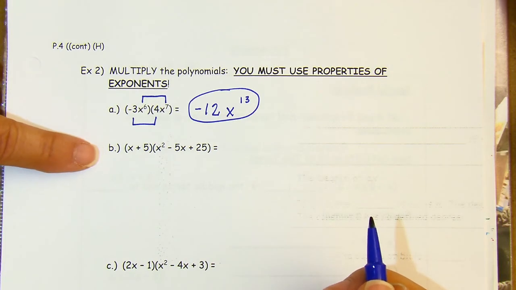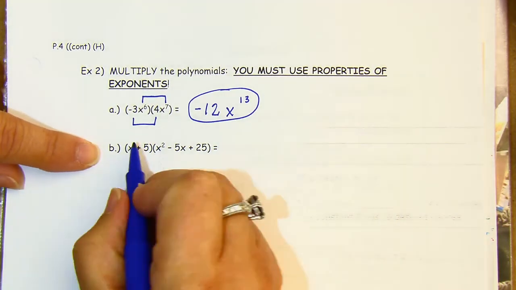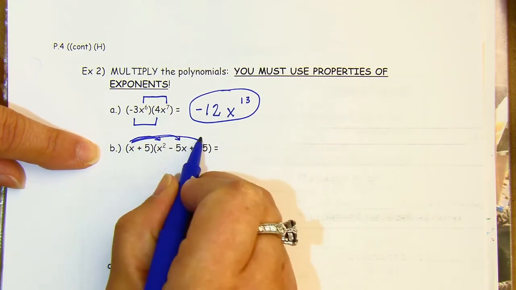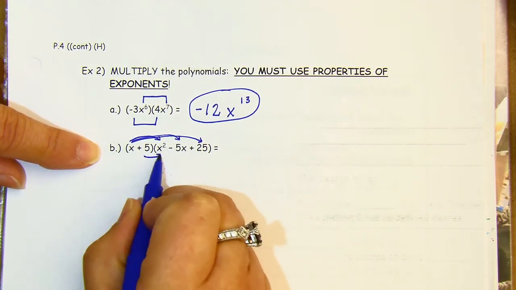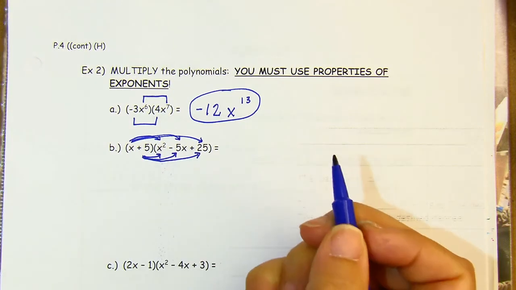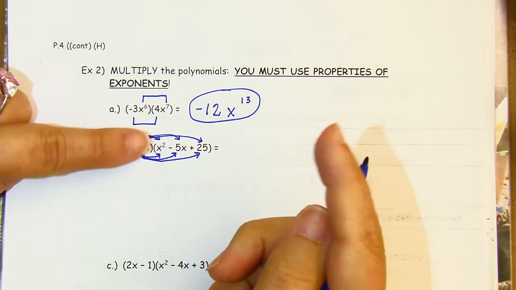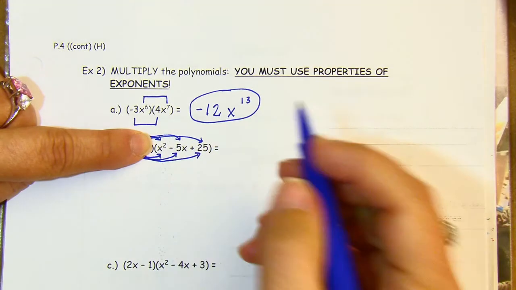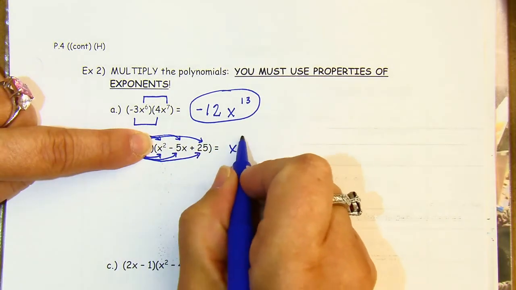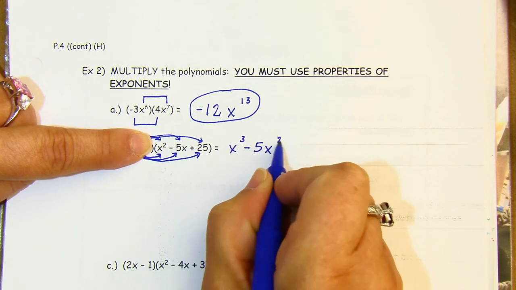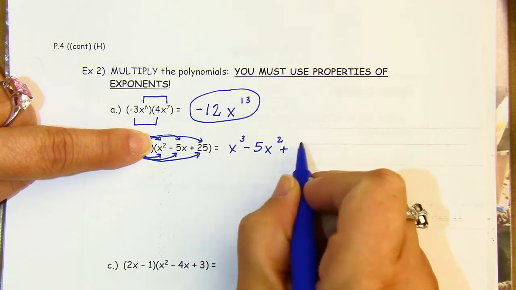Part B. This is distributive property twice. You're going to have to take the x and multiply it with each one of these. And then you take the 5 and multiply it with each one of those. It's a binomial being multiplied with a trinomial. So I know I like to cover this up, and I know I have to bump these up by 1 power of x. So that's going to be x to the power of 3. Subtract 5x to the power of 2. And add 25x.